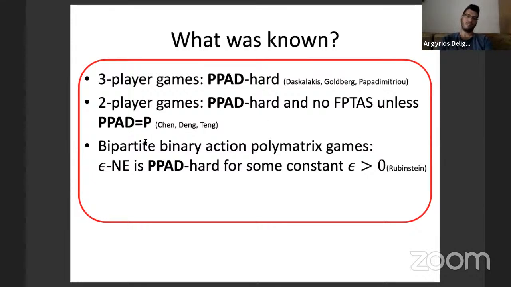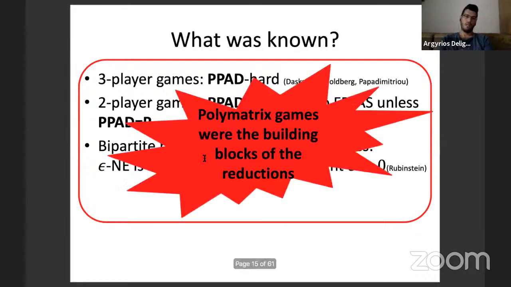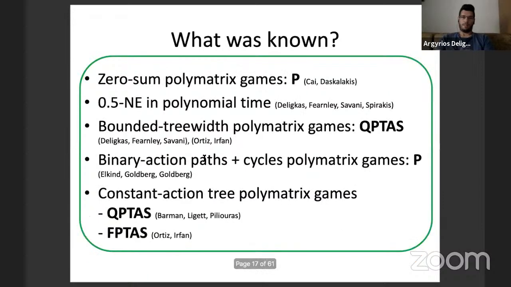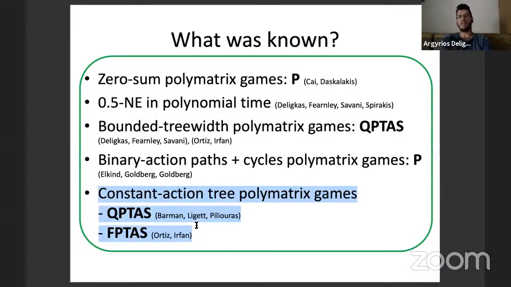And here, somewhat recently, Rubinstein proved that computing an epsilon-approximate Nash equilibrium in bipartite binary-action polymatrix games is PPAD-hard. On the other hand, there are positive results. For constant-action tree polymatrix games, there was initially a QPTAS and then an FPTAS for the problem. So it was open whether we can actually find a Nash equilibrium efficiently.